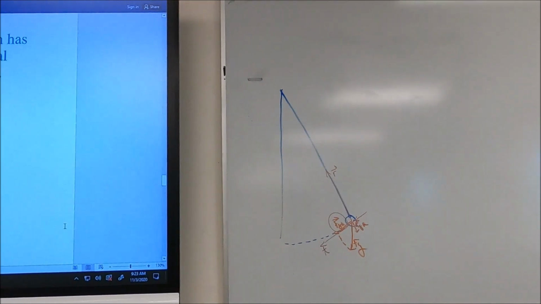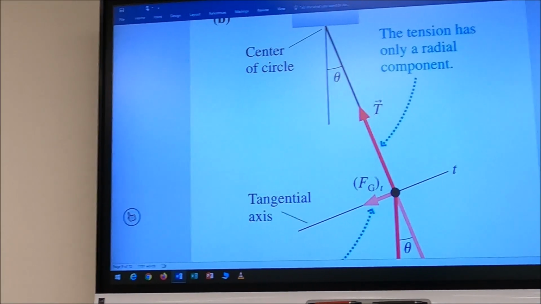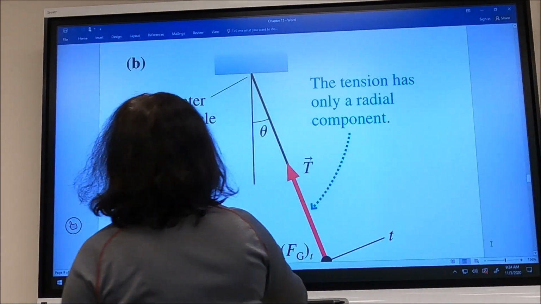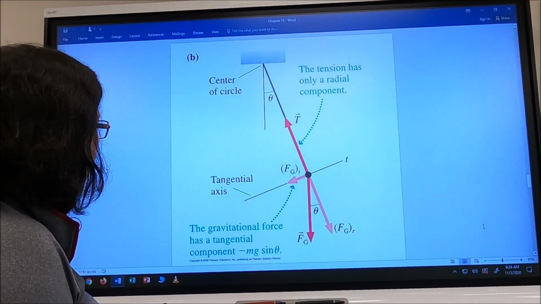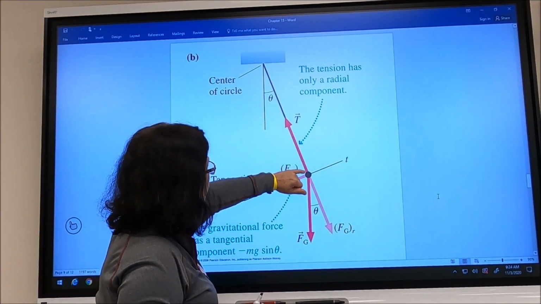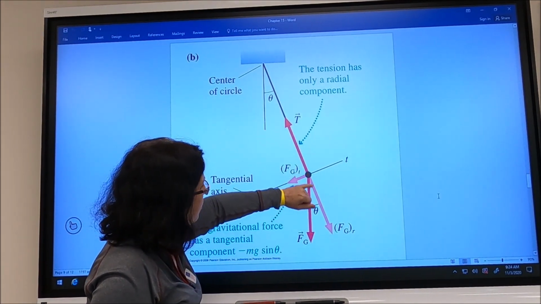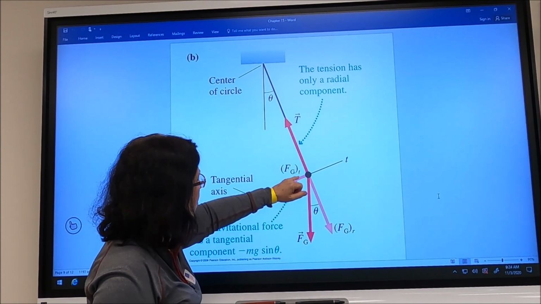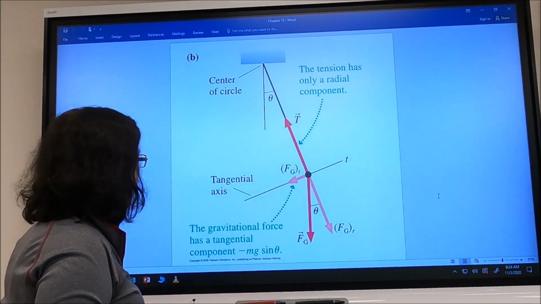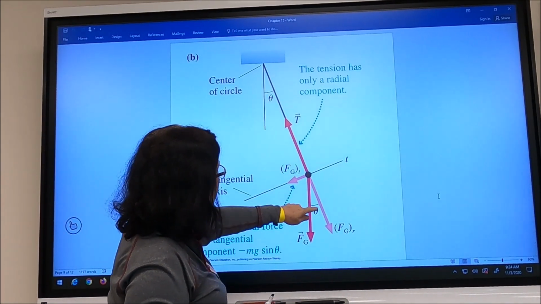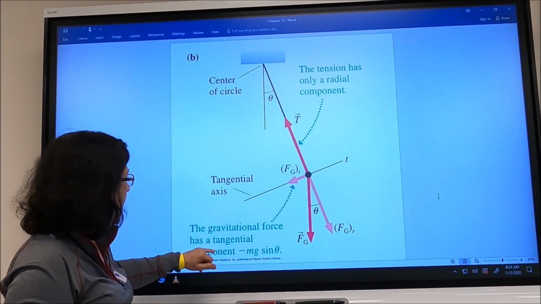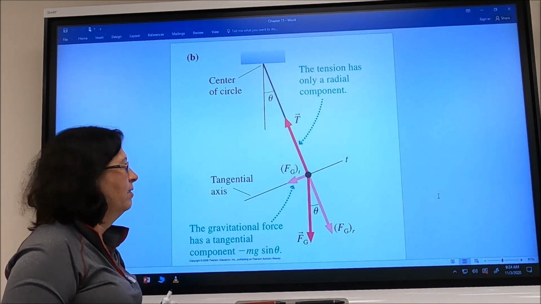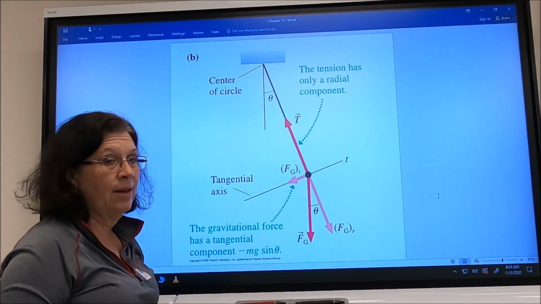So, let's look at the book's better picture than mine. But you know, you got to see me draw periodically. So there's our tension force, force due to gravity in the R direction, gravitational force, tangential gravitational force. Now, if that's the angle theta, that's the angle theta, and our tangential component is minus mg sine theta.